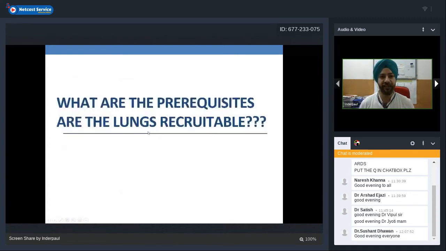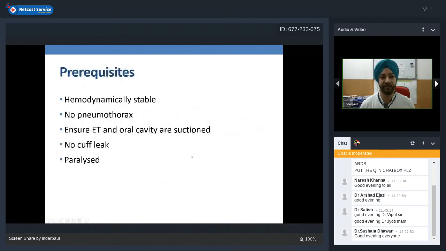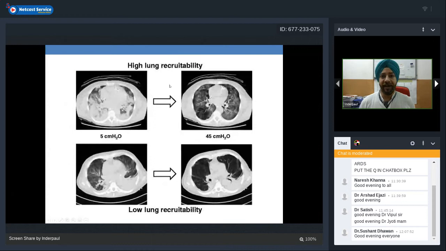The next thing that I want you to know is, are the lungs really recruitable? Not all lungs are recruitable. So this is the next question that you should be asking yourself. High recruitable lung means that the injury is more severe. It is involving more lung areas, more alveoli are collapsed, and the ARDS is more severe. As highlighted by this CT scan, where you see a more diffusely involved lung, and that is why a recruitment maneuver is likely to open up these areas.